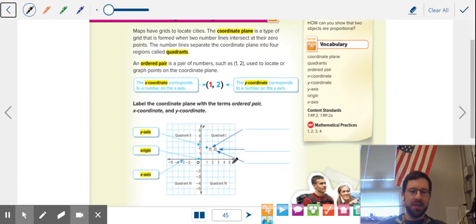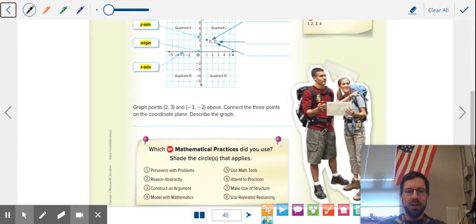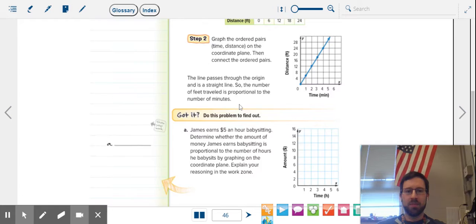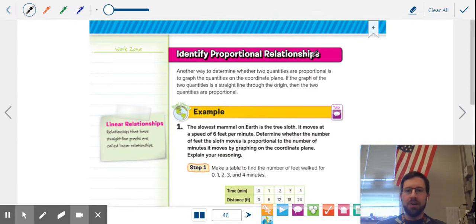Okay, you have the x-axis, you have the y-axis, and in the middle of the grid, where it's like a kind of crosshair, is the origin. It's usually labeled with the point O, and there you have it. So how do you know if a graph is proportional? 2 things. First, does my graph make a straight line?